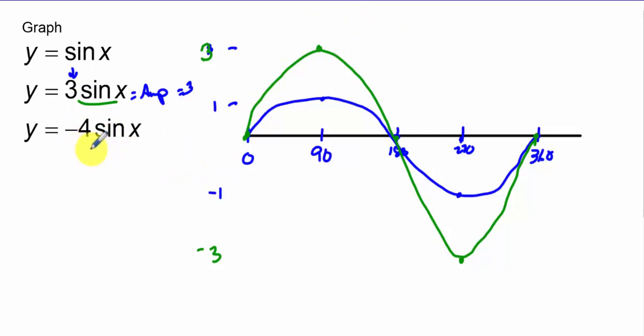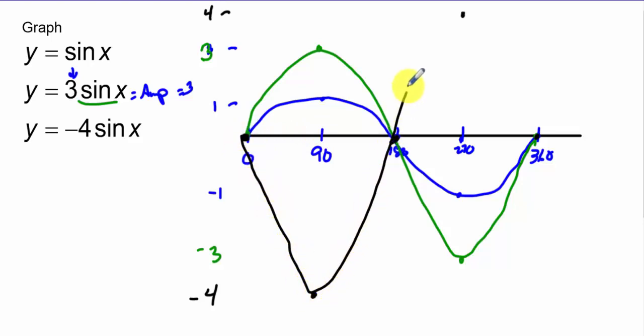Let's go black. For -4 sine of x, I'm going to multiply all my y values by a -4. So I take and multiply 0 by -4. I get 0. 1 by -4, I get -4. Notice what's happening here. 0 by -4, 0. -1 by -4, I get 4. And 0 by -4 again. So notice what this did. It basically reflected the graph and changed my y values by a multiple of -4.